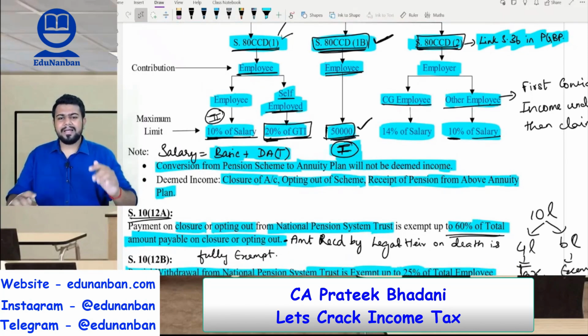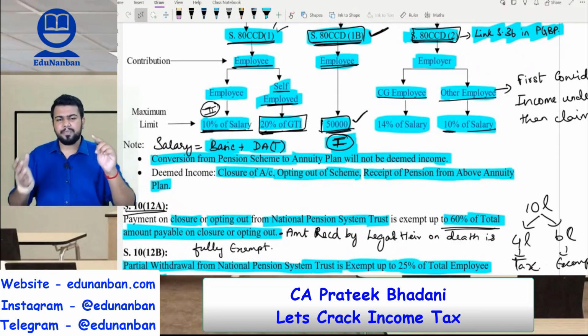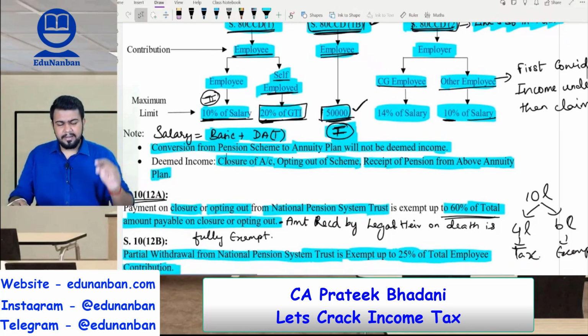So if a person other than a salaried employee contributes to NPS, that is National Pension System Trust, or new pension scheme, or Atal Pension Yojana, etc., then such person will get the deduction of 20% of the GTI, that is gross total income, or the actual contribution, whichever is lower.